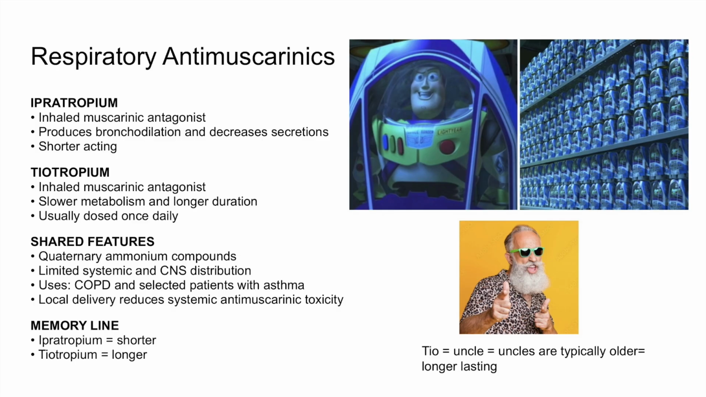And then I have the uncle here just to remind you that tiotropium is the longer acting one between the two of these here, because tio means uncle in Spanish. So tio, I just remember uncle. They're usually older, right? And if you're older, then you're longer lasting than a younger person. So there you go. But that's just how I remember those. So first, that Buzz Lightyear to ground yourself. Just remember it's literally just like albuterol, but muscarinic, okay? And then you got the uncle to help you out there.